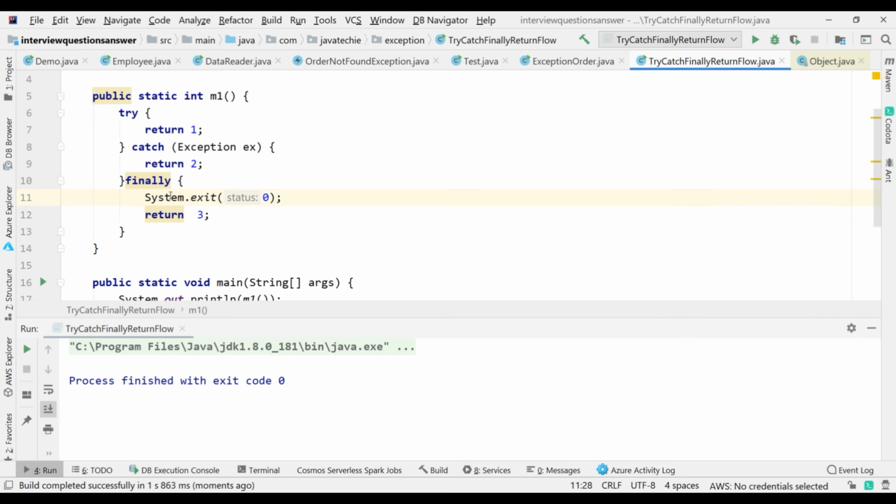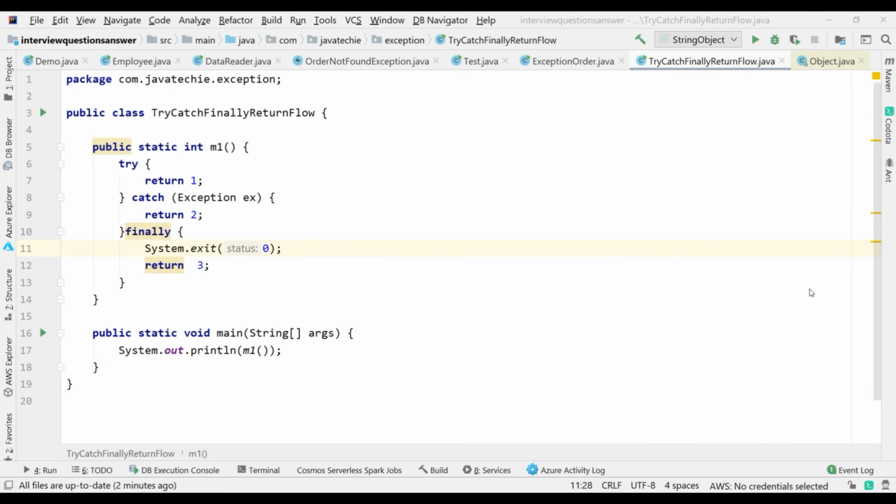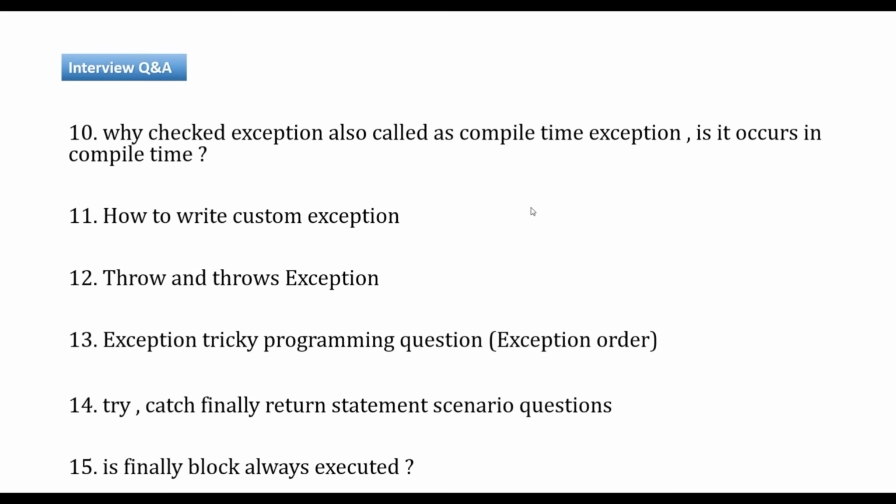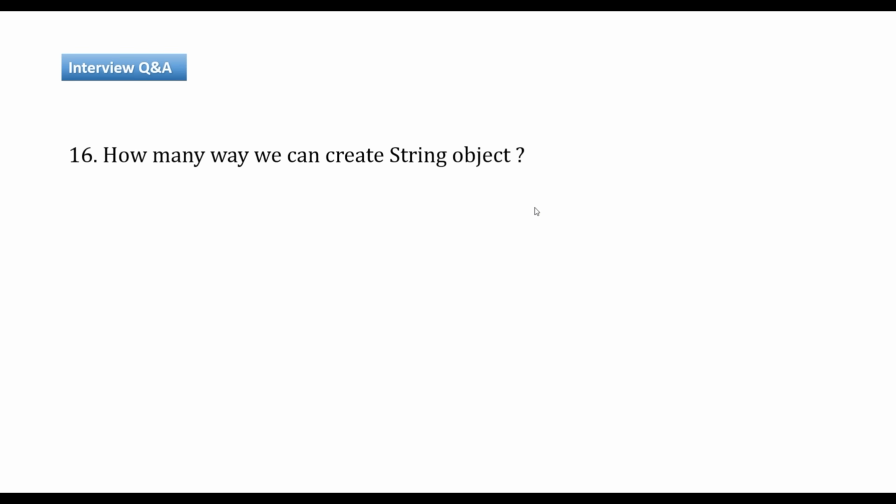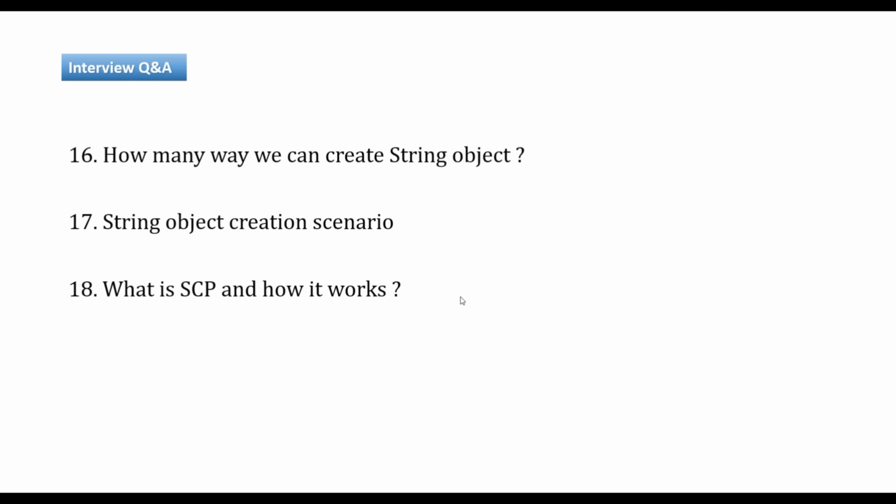Okay, fine. Now the next question will be, if you go to the slide, how many ways we can create a string object. There are a couple of string object creation scenarios the interviewer can ask. And next, what is SCP or string constant pool area and how it works. So these three questions I am going to demonstrate in the same example. Now let me go to my IntelliJ IDE.